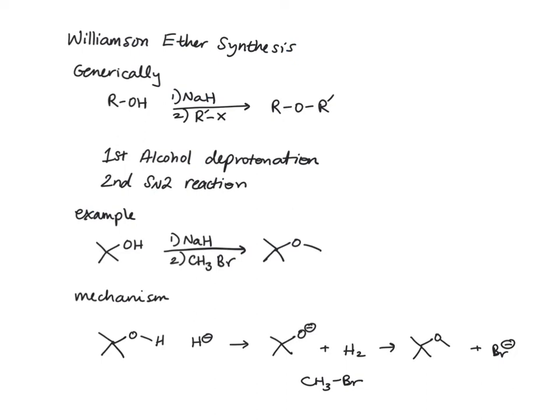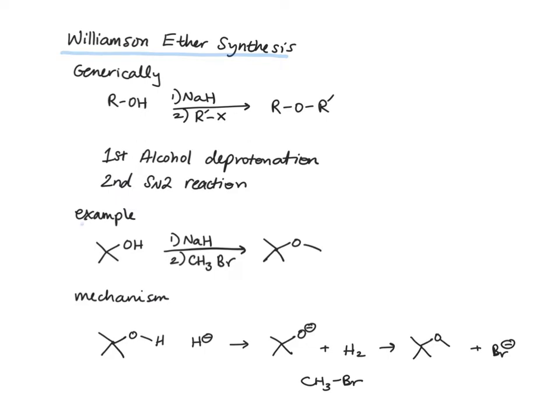The chemist in an organic chemistry laboratory generally uses the Williamson ether synthesis to create ethers. Generically, this reaction involves the treatment of an alcohol with a strong base, such as sodium hydride, and then treatment with an alkyl halide to incorporate an R group on the other side of the oxygen atom. The first step in this reaction is alcohol deprotonation. The second step is an SN2 reaction.